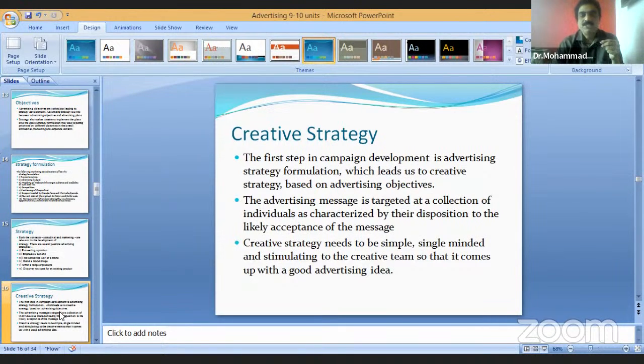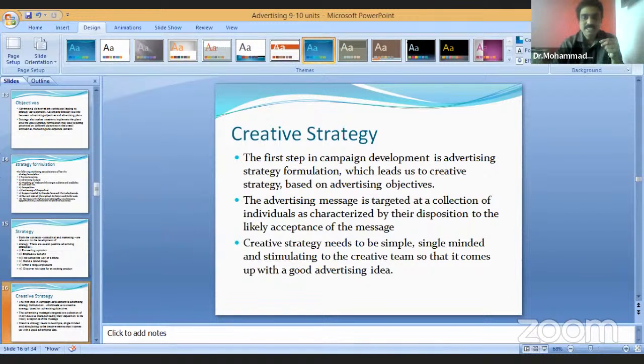So next, a creative strategy. What is the creative strategy we'll have? The first step in the campaign development is advertising strategy formulation, which leads us to creative strategy based on objectives. Based on the objectives only, the creative strategy will be developed.